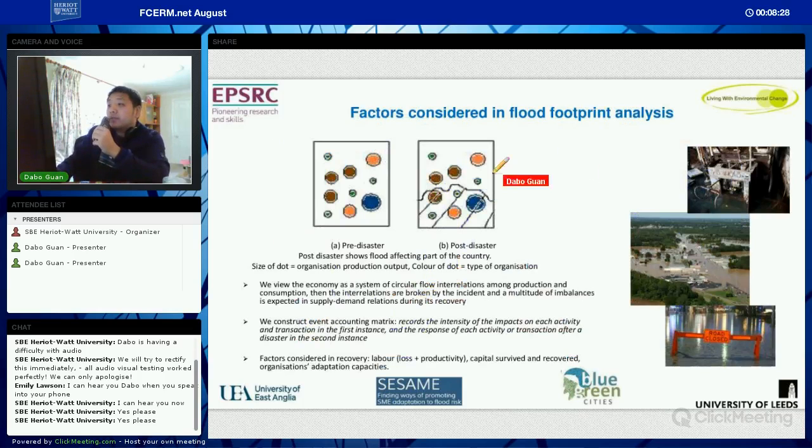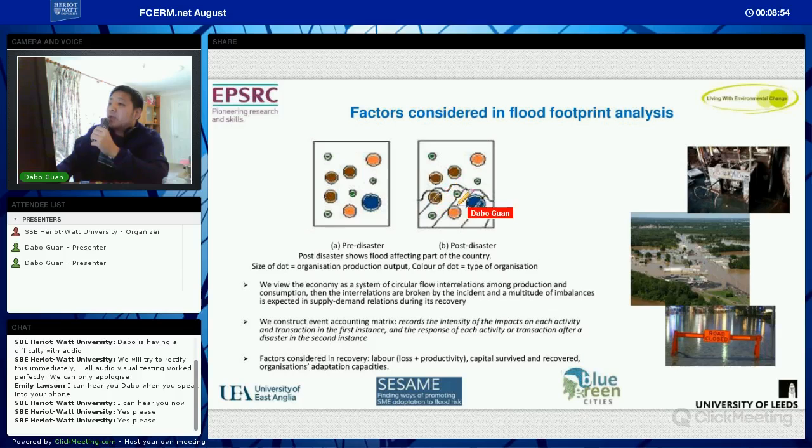So the factors we consider in the flood footprint analysis, for example, on the left-hand side, this is a pre-disaster situation. Different dots mean different types of organizations. The size of the dot means how big they are. Then they are all linked to each other through the supply chain.